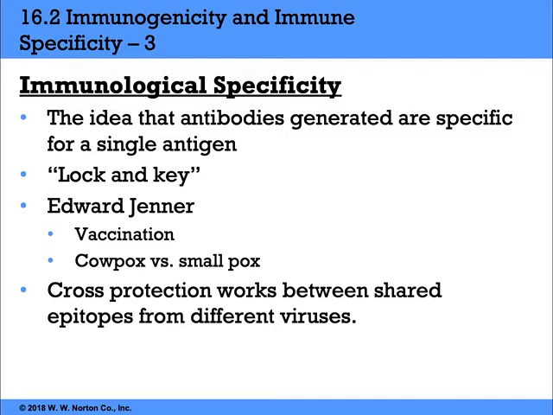Okay. Cross protection works between shared epitopes on different viruses, so that's one of the reasons why sometimes when people recover from infection A, they also end up having some immunity to infection B because the antigen in the 2 pathogens is similar enough that there can be binding of the antibody directed against A on antigen B. Okay.